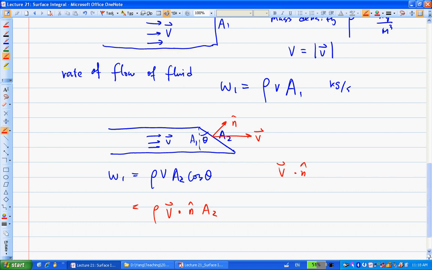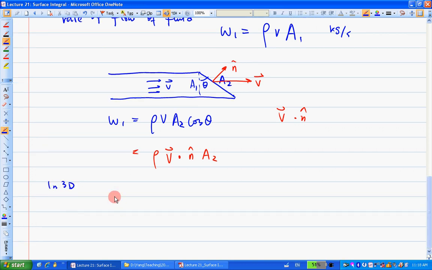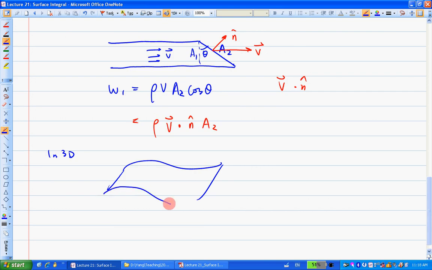So this is 2D. Now if I extend this idea to the 3D case, let's say in 3D, I'll give you a surface. There's a surface right here, and there is a vector field in the 3D space, everywhere, probably pointing in different directions. Now we're interested in the flux, basically the amount of that vector field passing through this surface S right here.